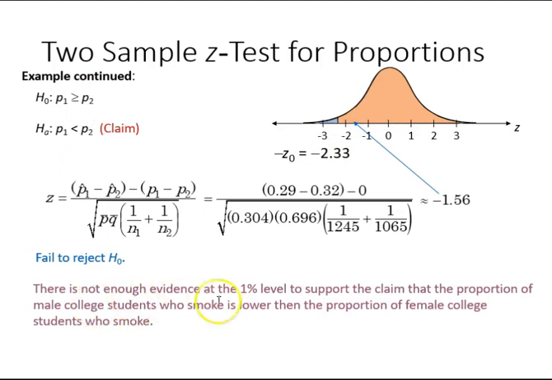So there's not enough evidence at the 1% level to support the claim that the proportion of male students who smoke is lower than that of female students.